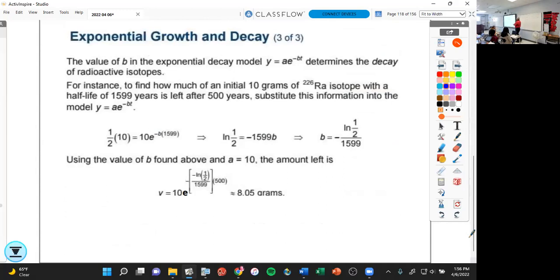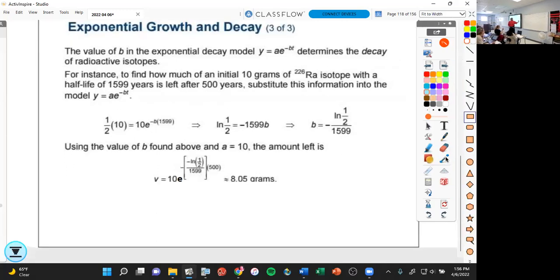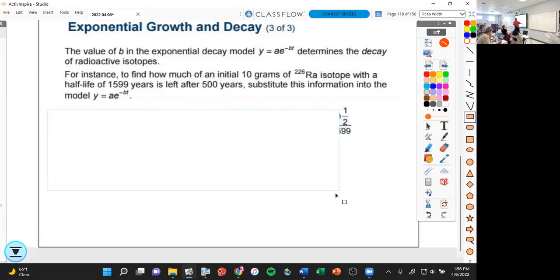The value of B in the exponential decay model, y equals A e to the negative B t, determines the decay of radioactive isotopes. For instance, to find out how much of an initial 10 grams of radium isotope with a half-life of 1,599 years is left after 500 years, substitute this information into the model. Let's go ahead and do this real quick.